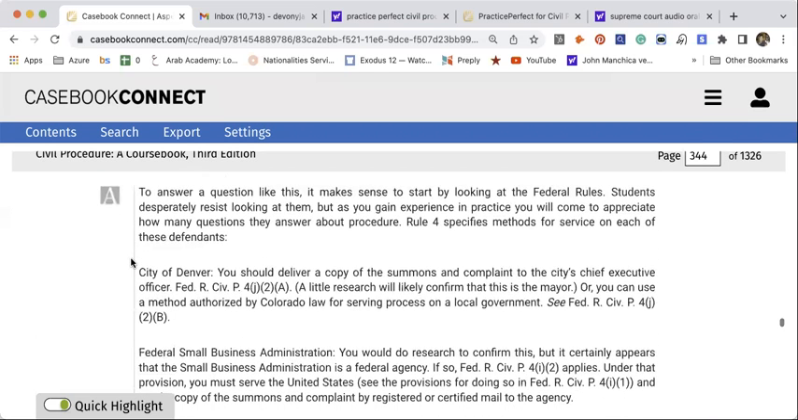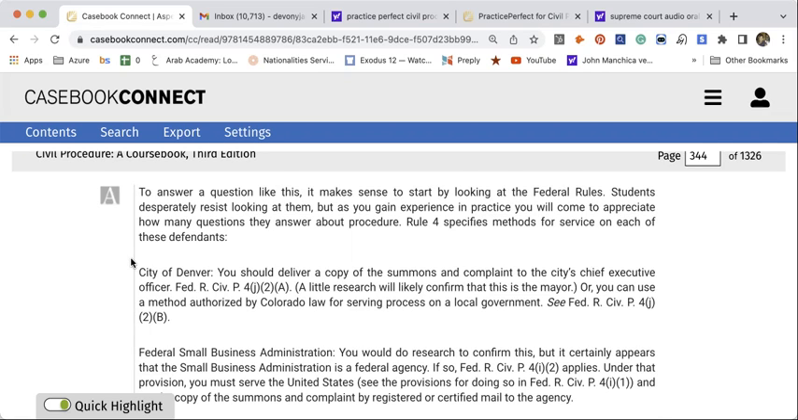To answer a question like this, it makes sense to start by looking at the federal rules. Students desperately resist looking at them, but you can gain experience and practice, and you will come to appreciate how many questions they answer by procedure. Rule 4 specifies a method of service for each of the defendants.